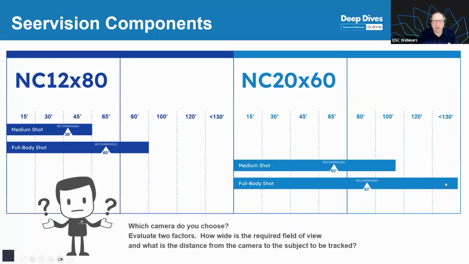Appreciate it. Which camera do you need though, Dan? Do you need the NC1280 or do you need the NC2060 if you're sitting at the back of the room? Well, tell me, how far was the back of the room?